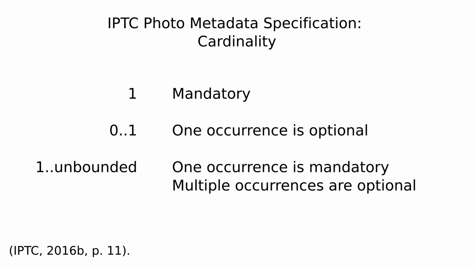Instead of using words like mandatory and optional, IPTC uses numerical values. For instance, the number 1 represents a mandatory property. 0.1 means that a single occurrence of the property is optional. 1.unbounded means that one occurrence is mandatory and multiple occurrences are optional. Interestingly, the IPTC does not outline a provision for a property that is wholly optional and allows for multiple instances. But a few of the different properties outlined seem to imply that that is allowed.